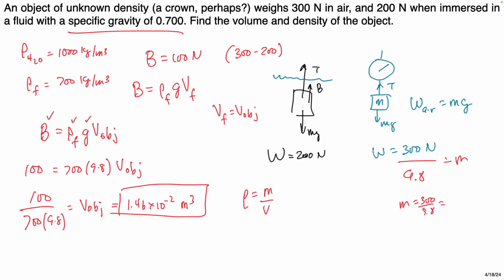30.6 kilograms, that's a 6. And then I can go ahead and do 30.6 over 1.46 times 10 to the minus 2. And I will get standard density units, 2.1 times 10 to the 3 kilograms per cubic meter, which is pretty darn close to gold. So for the sake of this example, the crown was made very nearly of gold.